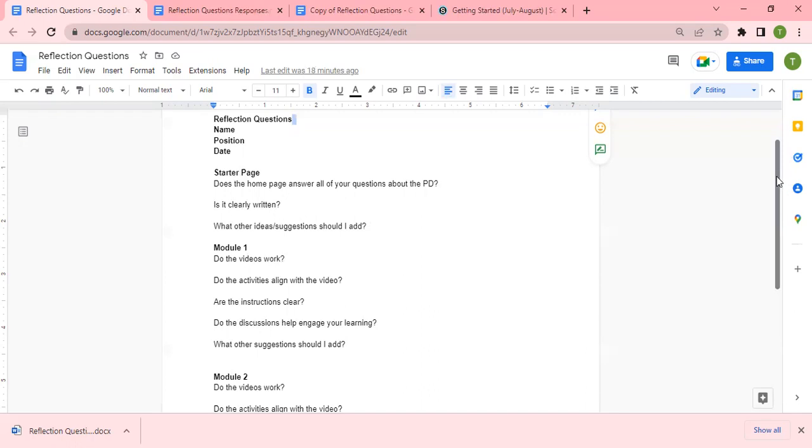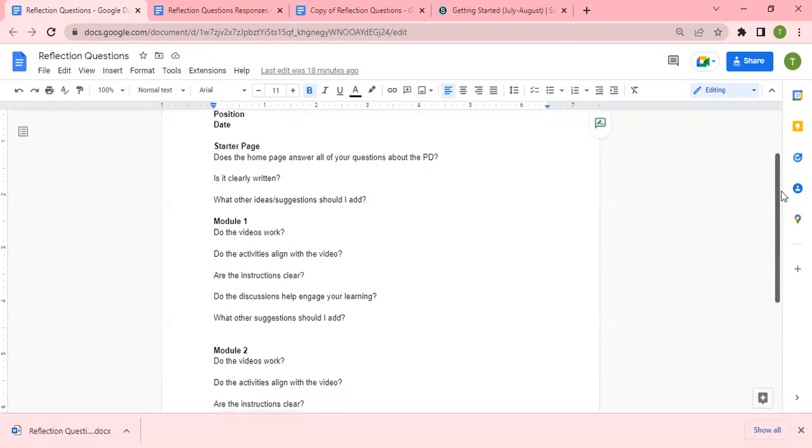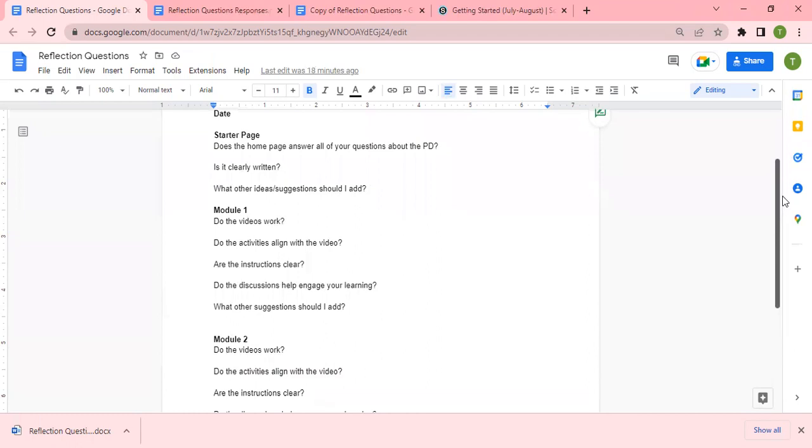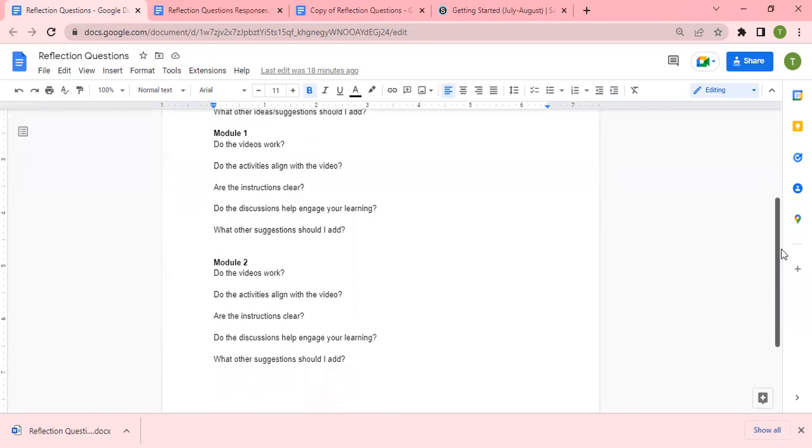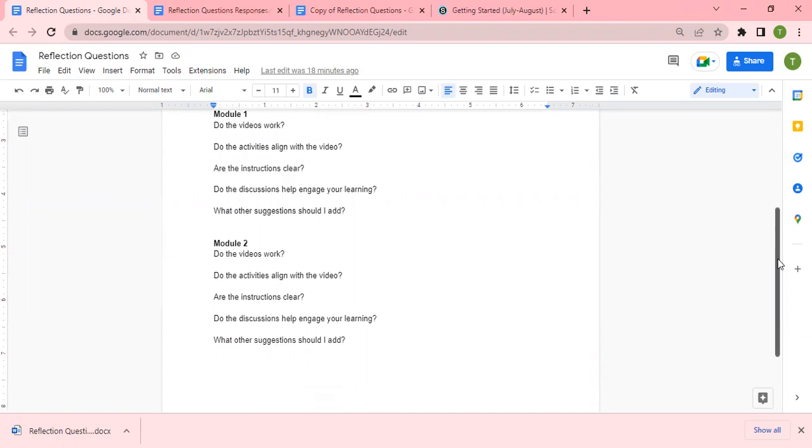So just to go over some of my reflection questions, I asked if everything in the starter page was appropriate and clearly written, and if there were any suggestions I should add. As well as for modules 1 and 2, I asked if the resources work well, if the activities were aligned, if the instructions were clear, if the discussions helped engage the learner, and other suggestions that I could possibly add to each module.